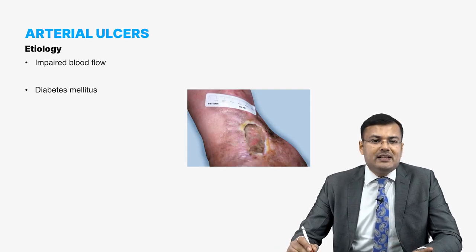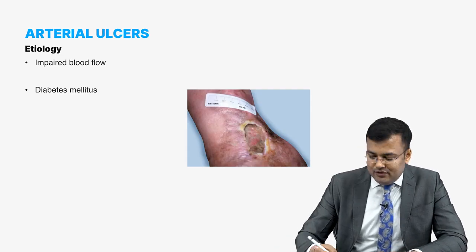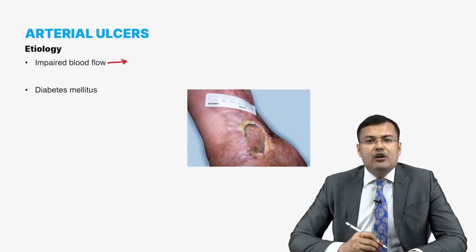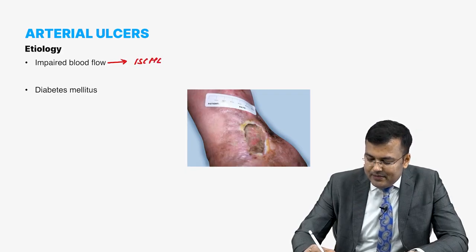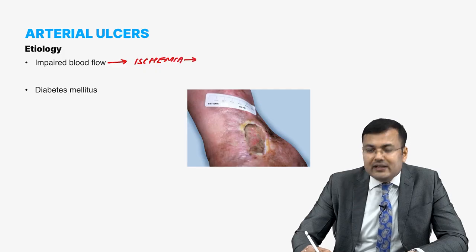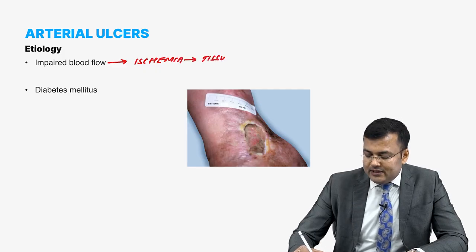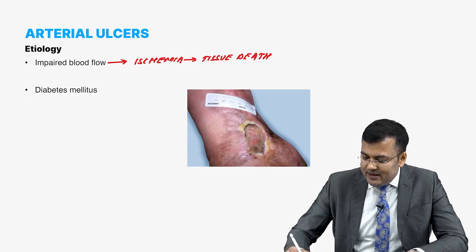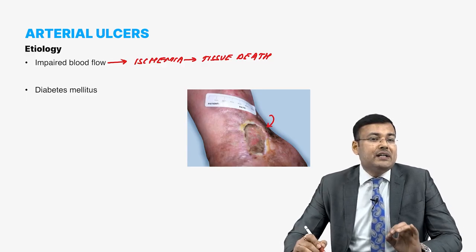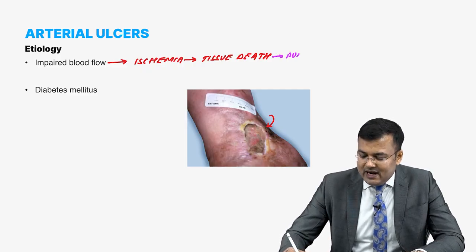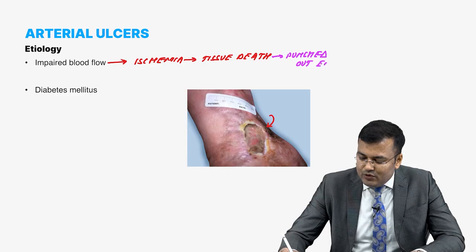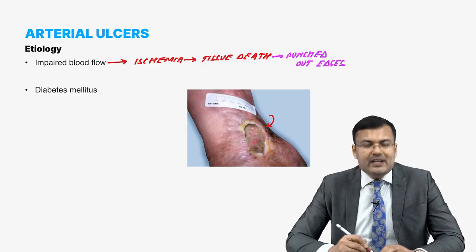So first, tell me etiology. We discussed that there is impaired blood flow. Because of arterial occlusion, there is impaired blood flow. Because of that, there is ischemia. Because of ischemia, what will happen? Yes, it can lead to tissue death. And if there is tissue death, you can see the ulcer. You can see the image. What can you notice? You can notice that it's punched out. So because of tissue death, what kind of ulcer are you going to see, guys? Here, punched out. So the ulcer has punched out edges.